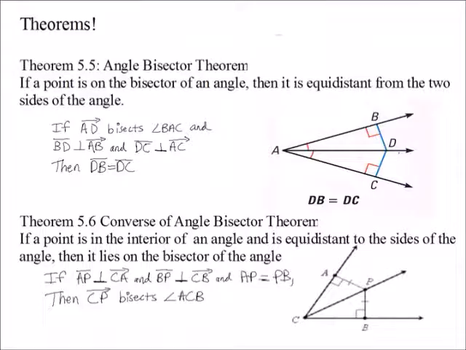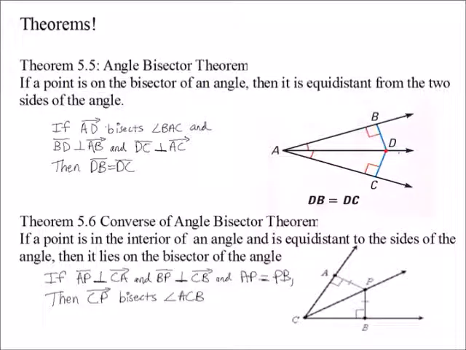Theorems. So theorem 5.5 says an angle bisector theorem. If a point is on the bisector of an angle, so here we have a bisector right here, and I have point D. Point D is on my bisector. Then it is equidistant from the 2 sides of an angle.